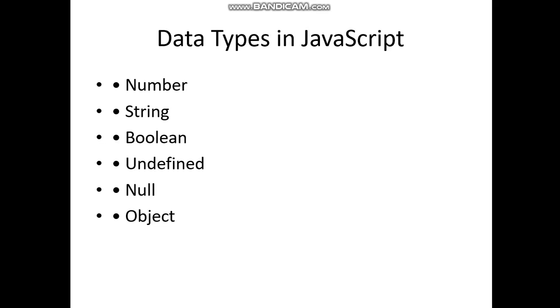Now, let us briefly discuss data types in JavaScript. JavaScript supports different types of data such as number, string, boolean, undefined, null, and object. Numbers are used to store numeric values. Strings are used to store text. Boolean values are either true or false. Undefined means a variable is declared but not assigned a value. Null represents an empty value. Object is used in the class concept.